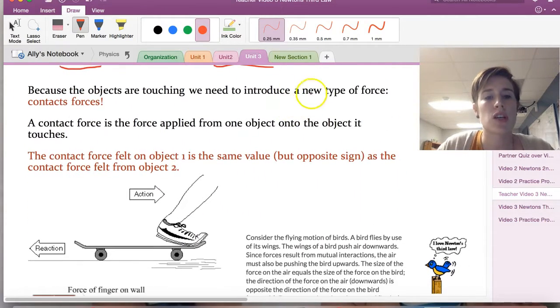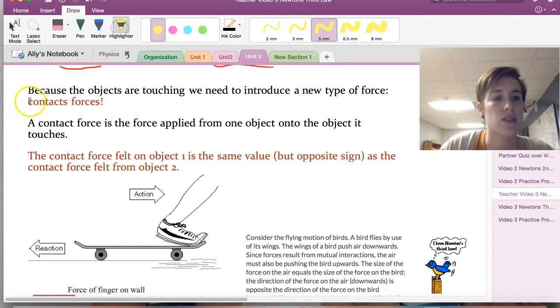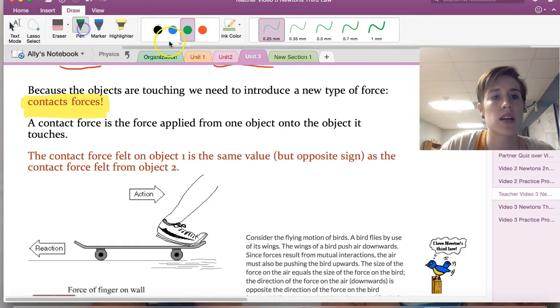Because objects are touching, we're going to introduce a new type of force, and this is called contact forces. Contact forces are really important. It's the force that an object exerts on another object when they're touching. So here's a box. This box is sitting right next to this box. They are touching, and they are exerting forces.